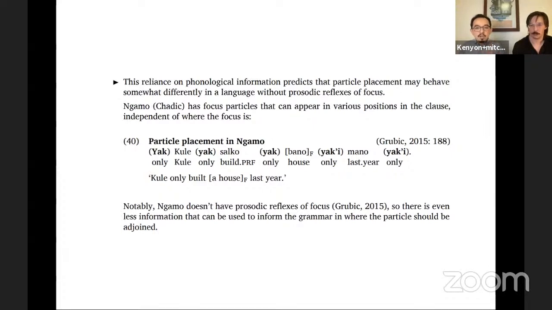So this is a focus particle, yak or yaki in 41, that can appear in any of these positions and give us the exact same interpretation. Now, notably, interestingly, Ngamo is a language that doesn't have prosodic reflexes of focus. And so if particle placement is really determined by a phonological representation, as we've suggested, then in a language that really doesn't have corresponding prosodic or phonological reflexes of focus, there would be a very impoverished sort of representation that one could make reference to when deciding where to put particles. And that might give us a behavior like 40.